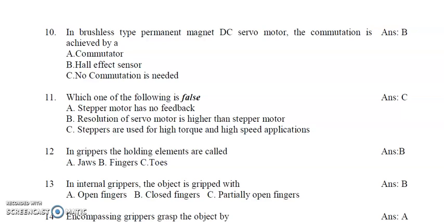12. In grippers, the holding elements are called A. jaws, B. fingers, C. toes. So in grippers, the holding elements are called fingers.